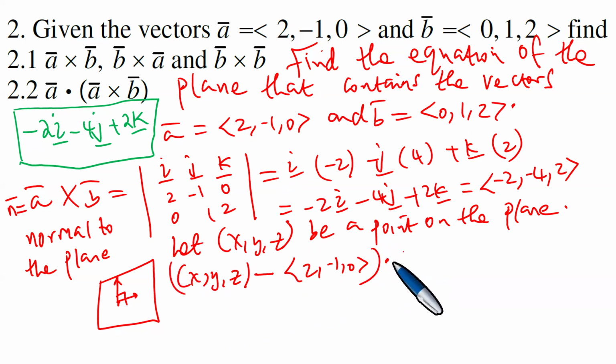And you dot that with, okay, some of the things you might have never seen, it's okay, you're learning them. So you need an extra point, an arbitrary point on the plane, and now you subtract from the point the vector A. You dot this with the normal, which is minus that, and the result is what? It's 0, like so.